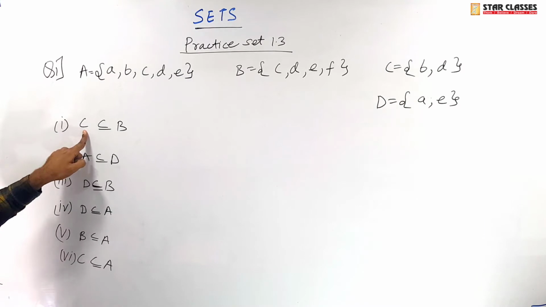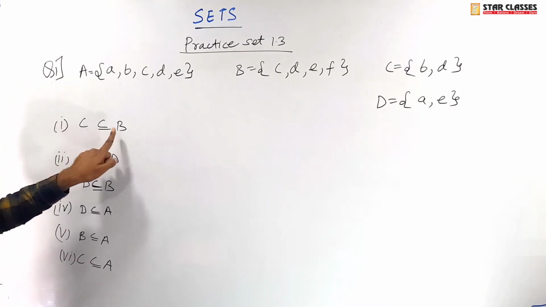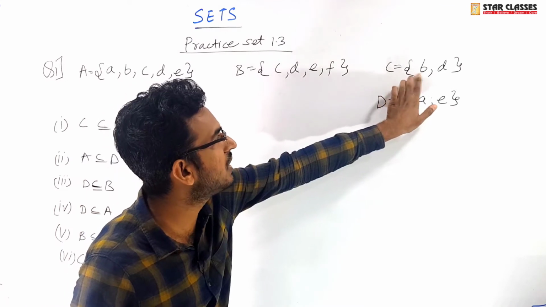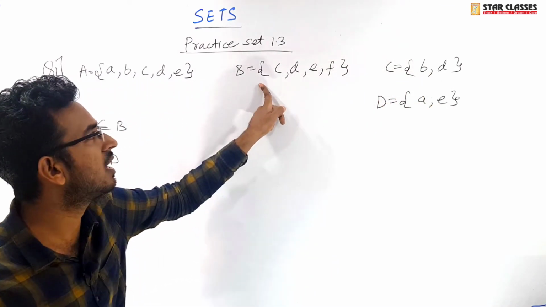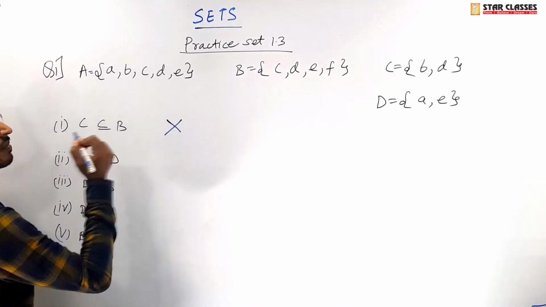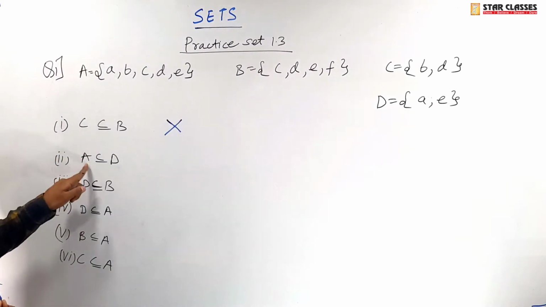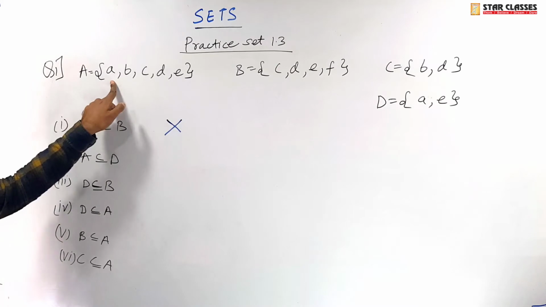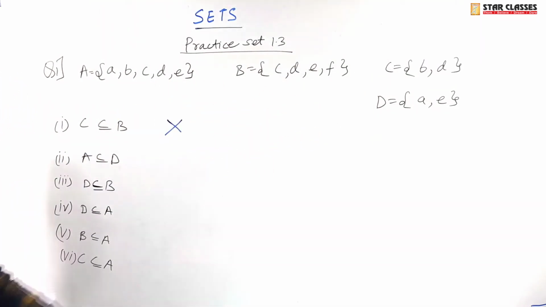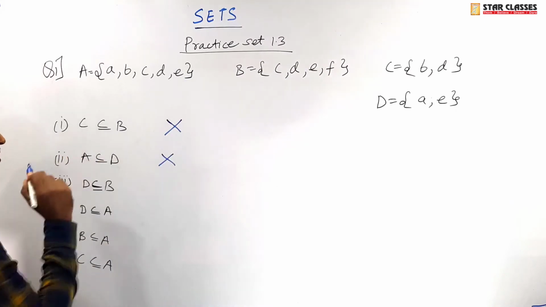First, C is subset of B. C has B and D in it. B doesn't have B in it. So you will say false. Next, A is subset of D. A is A, B, C, D, E. D is A. A is any time bigger than D. So it is also false.